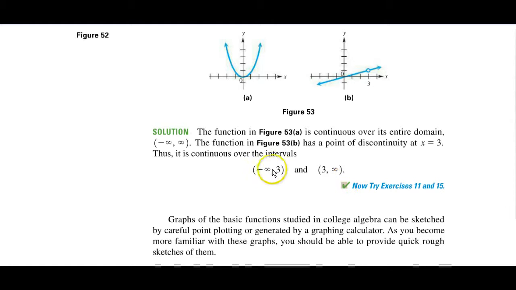And they're showing you in interval notation what it would look like. In letter B, it would come from negative infinity, go up to 3 and stop just before 3. And it would then continue. Now, normally we put a union symbol there, but that would be the domain of this one.